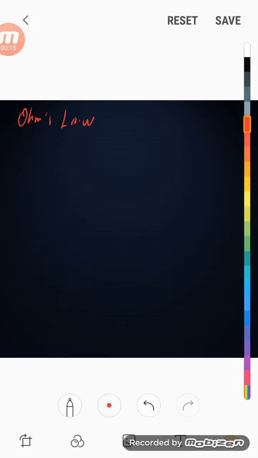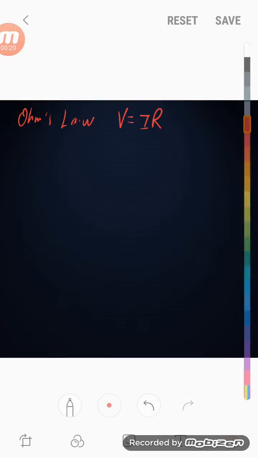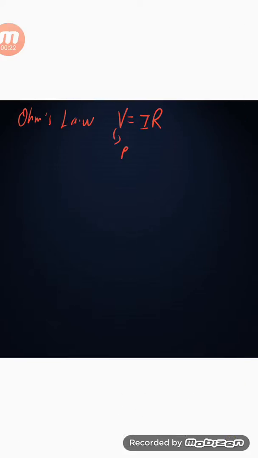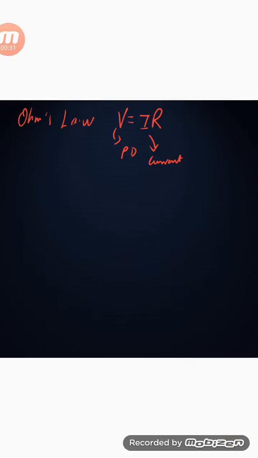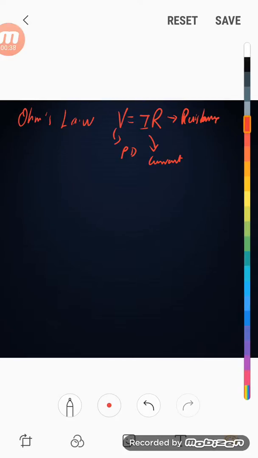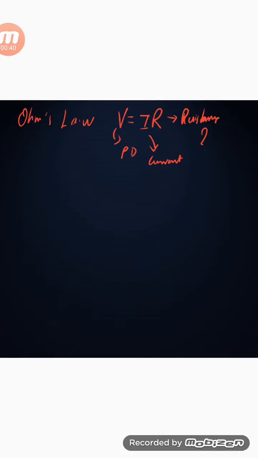Okay, so what is Ohm's law? It's V equals I R, where V stands for potential difference, I is current in amperes, and R is resistance of the conductor. Okay, so what is actually resistance?